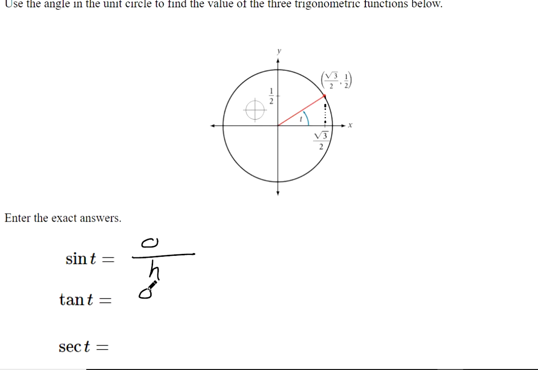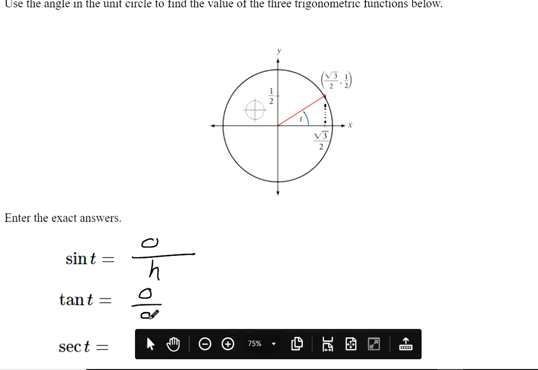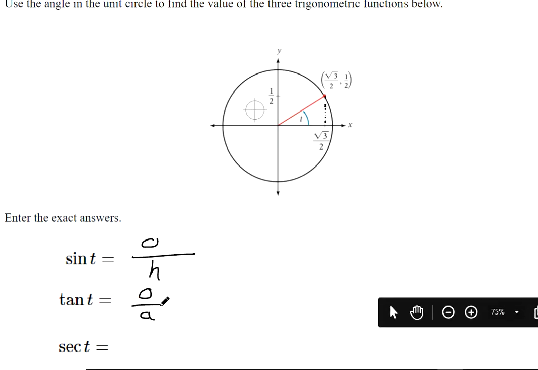Tangent is the opposite of angle t, divided by the adjacent side. And remember, the adjacent is just the one that's not the opposite, and it's not the hypotenuse. Secant is the reciprocal of cosine. So we know cosine's adjacent over hypotenuse. That means secant is hypotenuse over adjacent.